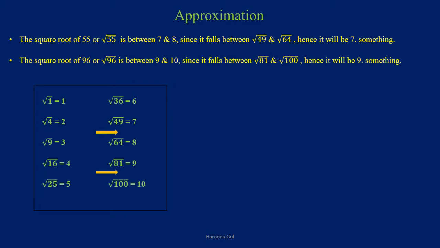Okay, another example, let's suppose we have to find the square root of 96. What we're going to do is approximate it, and we know that the square root of 81 is 9 and the square root of 100 is 10. Hence, the square root of 96 will be 9 point something, right?